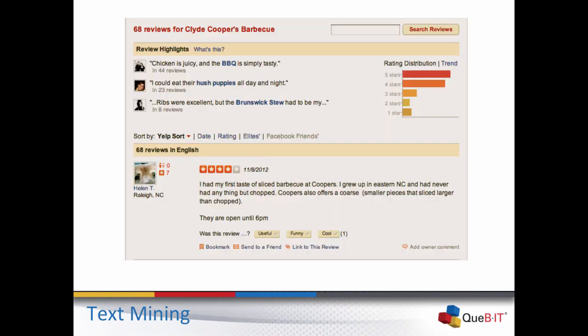Now let's talk about text mining. This is a little bit of a funny example, just kind of a lighthearted example. This is from Yelp. This is a barbecue restaurant that's not too far from my adopted home in North Carolina. But I don't want you to think that something kind of trivial like this is all that text mining can do. Text mining is such a powerful technique that increasingly predictive analytics professionals are specializing in it, and sometimes all they do is text mining.